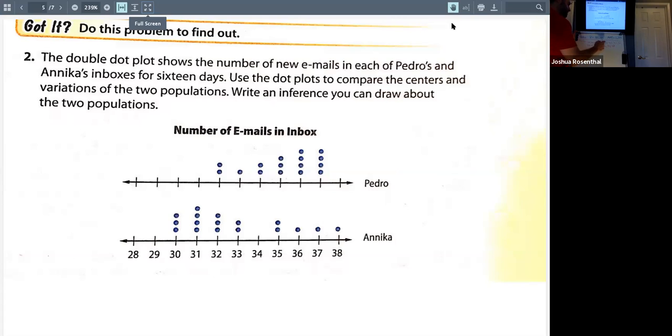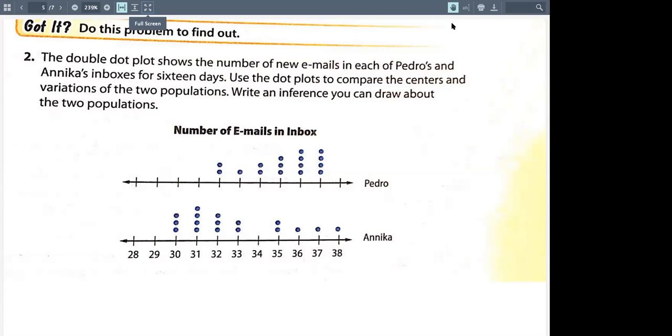1, 2, 3, 4, 5, 6, 7, 8, 9, 10, 11, 12, 13, 14, 15, 16, 17. Is that right? 3, 7, 10, 12, 14, 16, 17, 18. I must be missing something. 3 30s, 4 31s, 3 32s, 2 33s, 2 35s, a 36, a 37, a 38. Let me count again. 1, 2, 3, 4, 5, 6, 7, 8, 9, 10, 11, 12, 13, 14, 15, 16, 17. What am I doing wrong here?